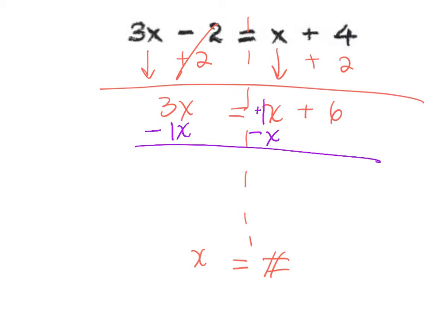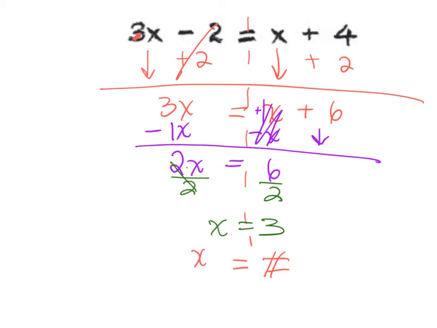3x minus 1x is 2x. That is equal to, rewrite the 6. And now it's a simple one-step equation. If I'm multiplying by 2, I'm going to divide to solve. And I get that x is equal to 3. Wow. And then you check your work. 3 times 3 is 9. 9 minus 2 is 7. So this left side is really equal to 7. And then 3, because that's what x is equal to, plus 4 is also 7. 7 is equal to 7. The left side is 7, the right side is 7, because x is equal to 3.